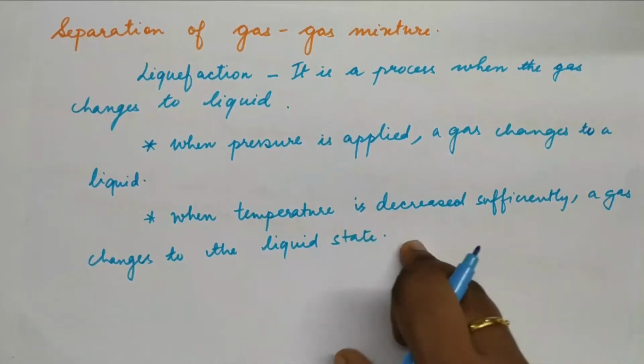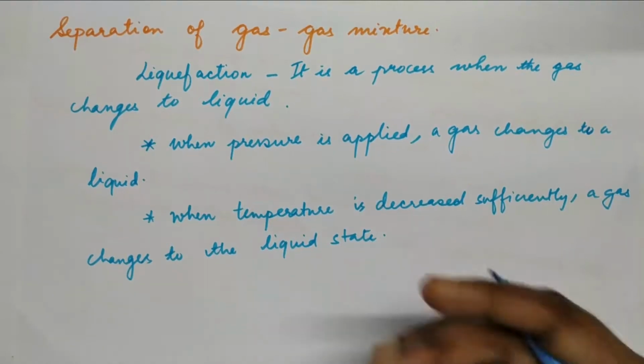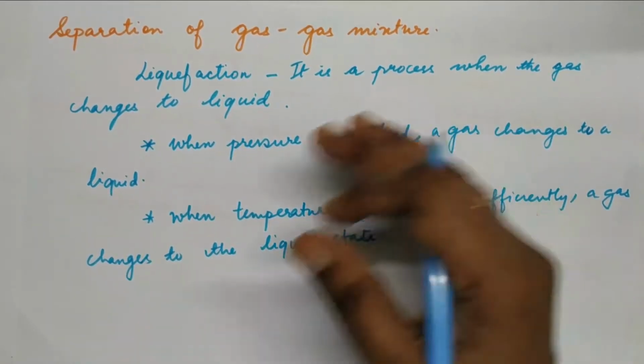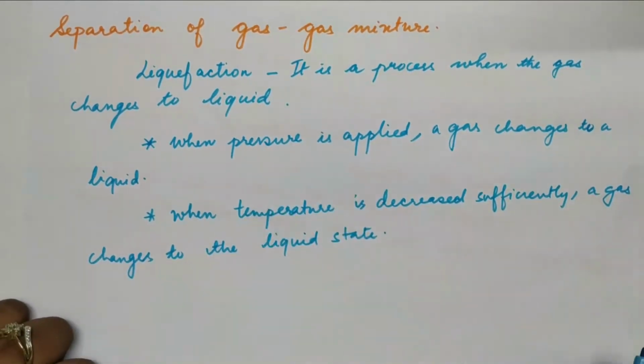And when the temperature is decreased, you can see a gas changes into liquid. You know that when the temperature of oxygen is decreased below minus 183 degrees Celsius, it becomes a liquid. Similarly, nitrogen liquefies at below minus 196 degrees Celsius. So by using that technique of liquefaction, we can separate the gas-gas mixture.